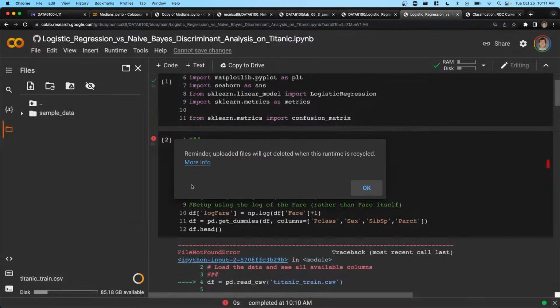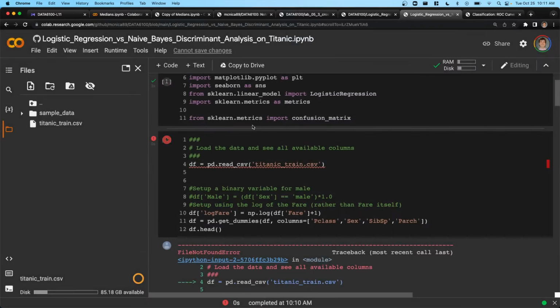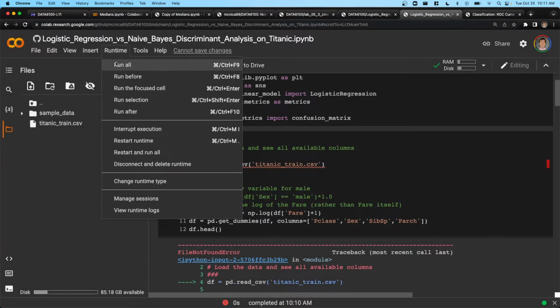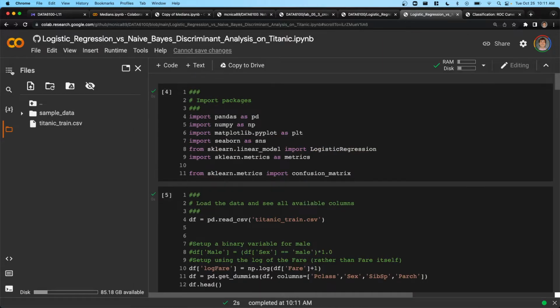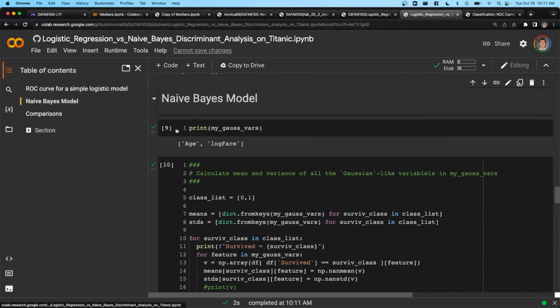Okay, so I uploaded the file. Let's try again. And now we can jump to naive Bayes.